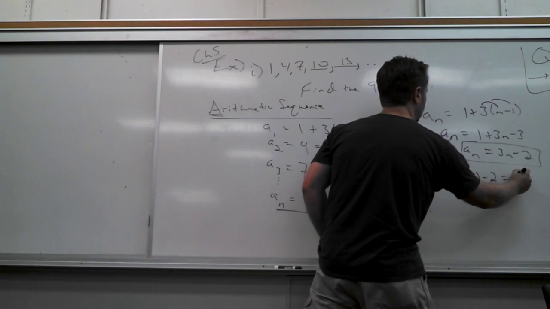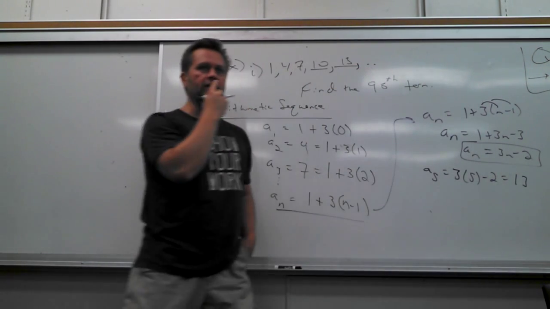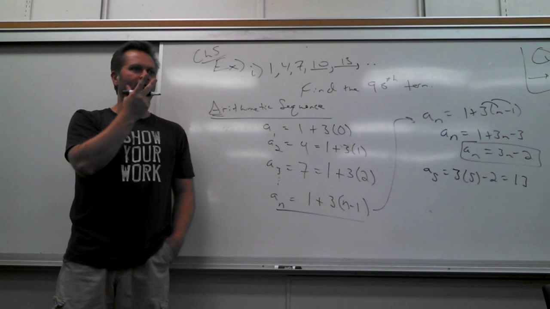3 times 5 minus 2 is 13. I was looking like, oh, please. You never know.